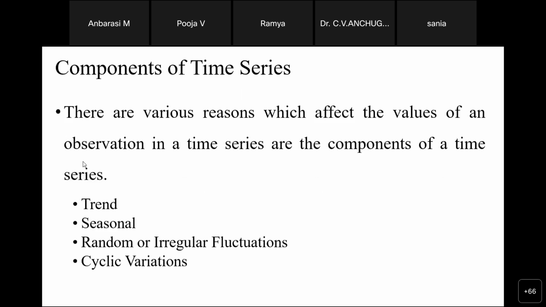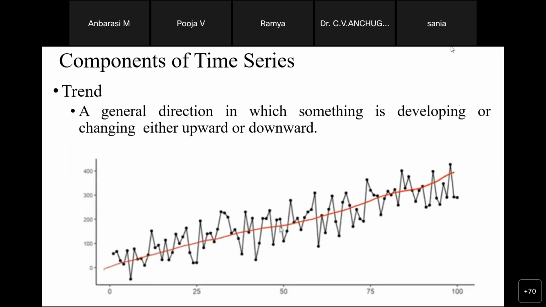Next is the components of time series analysis. There are various reasons which affect the values of the observations in the time series. These are the main components of the time series: trend, seasonal, and random error or irregular fluctuations, or cyclic variation. These are the 4 components we have under the time series. The first one is trend.